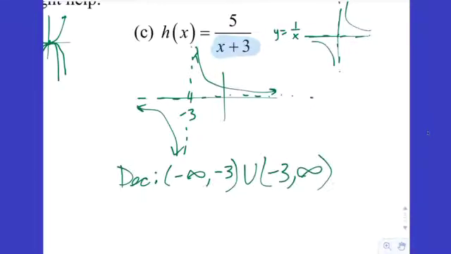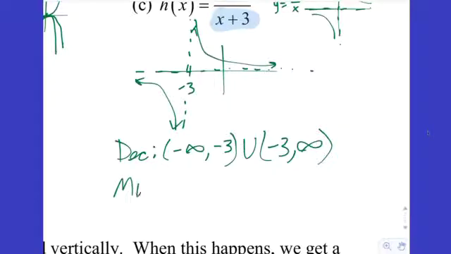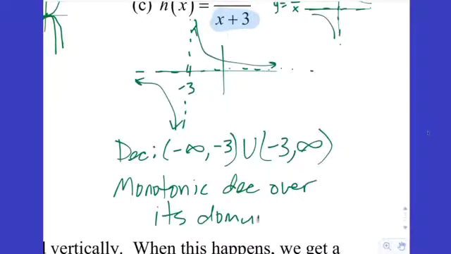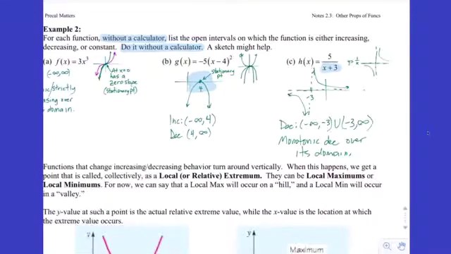Would you say this one is monotonic over its entire domain? Would that be fair to say? Yeah, this one is monotonic, decreasing over its domain. And of course, its domain is what we just listed above then: negative infinity to negative 3, union negative 3 to infinity. Monotonic or strictly decreasing. DEC is how I write decreasing. Okay, so it's never increasing and it's never constant. So when you have the graph, things can be easy.